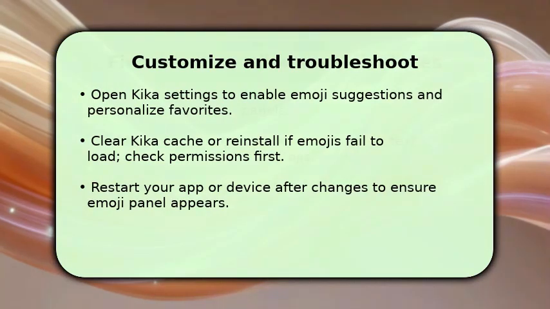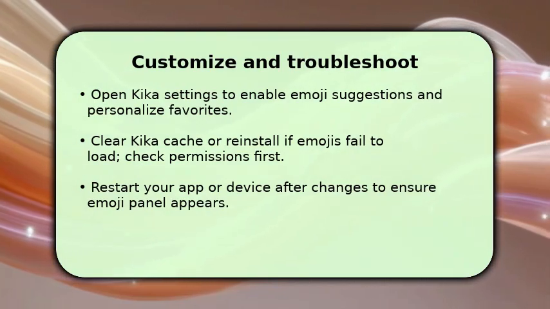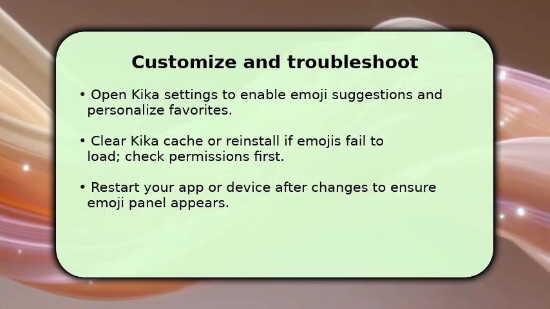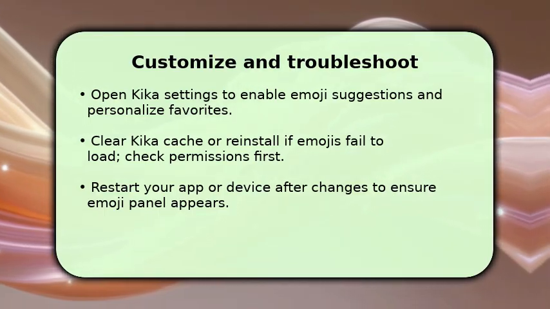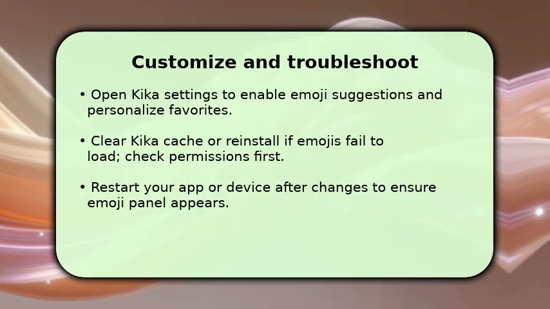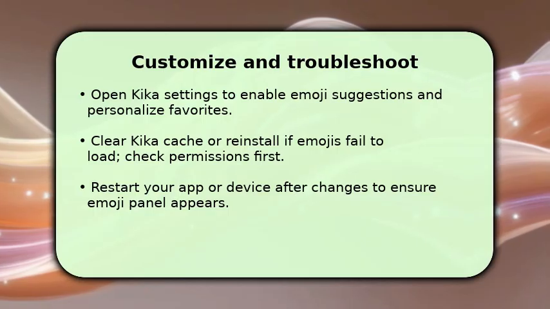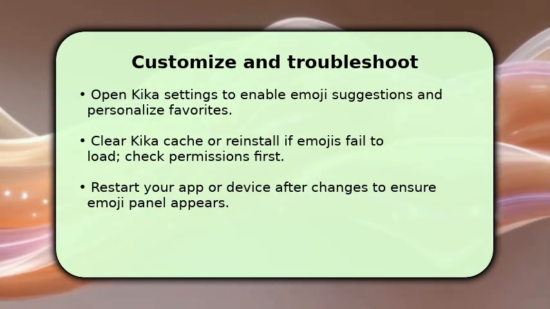Open Kika settings, enable emoji suggestions, and add favorites for one-tap access. If emojis don't appear, make sure permissions and full access are granted. Then clear the app cache or reinstall Kika as needed. If problems persist, restart the app or device to refresh input services.